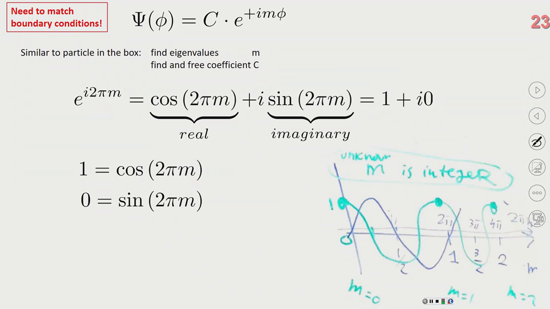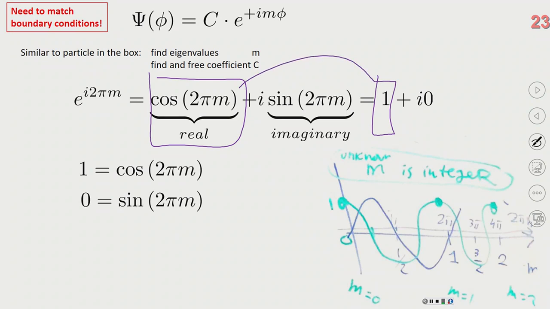In fact, it can be decomposed into two equalities. So real part is equal to real part, and imaginary part equals to imaginary part, right? Cosine 2 pi m equals 1. Sine 2 pi m equals 0. And these two equations should be solved simultaneously.